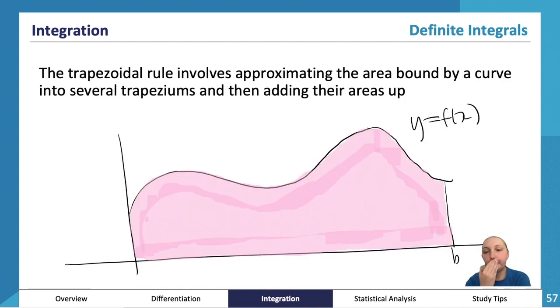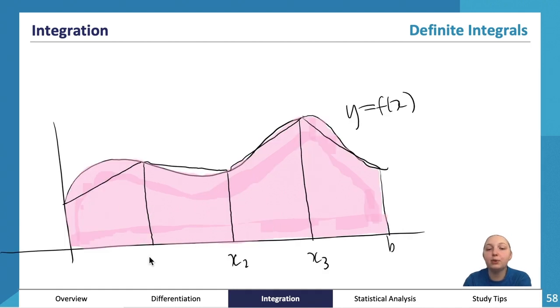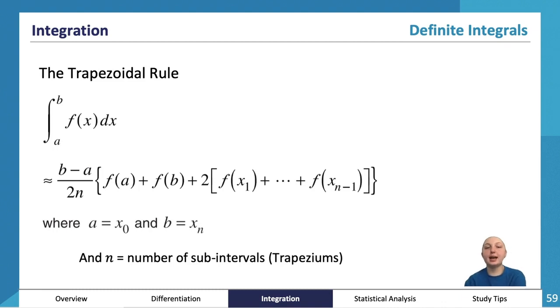So the trapezoidal rule involves approximating the area bound by a curve using several trapeziums and then adding their areas up. Now this seems a little bit random, but let's say this pink situation here is the graph of y equals f(x). We can divide this into a whole bunch of equidistant trapeziums. So if we've got x1, x2, x3, and b just being our final limit, we can divide this into equidistant trapeziums in order to help us approximate the area of our graph.